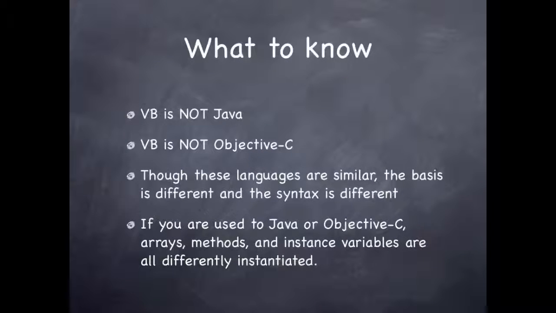So what do you need to know? VB is not Java, nor is it Objective-C. It is very different. I mean, the languages are similar in the way that they work, but the basis is different and the syntax is different. So if you're used to Java or Objective-C, know that arrays, methods, instance variables, and really anything else are differently instantiated even though they're used the same way.